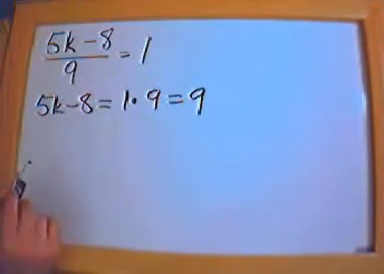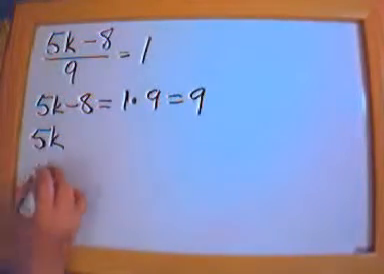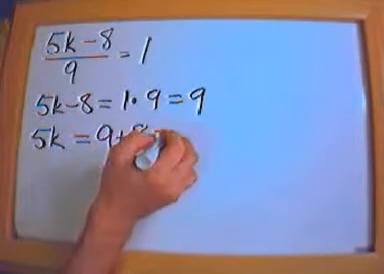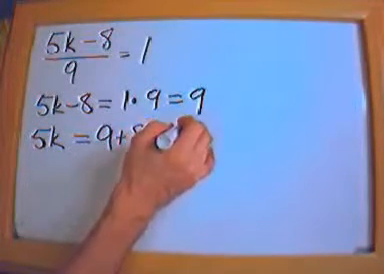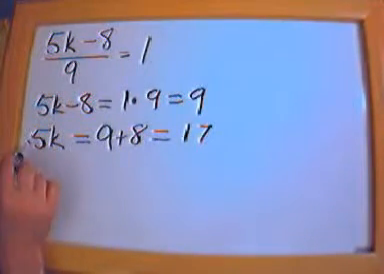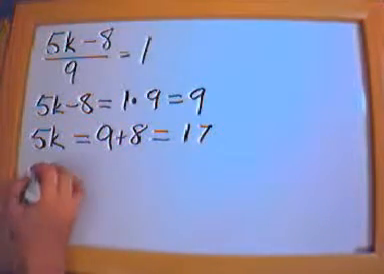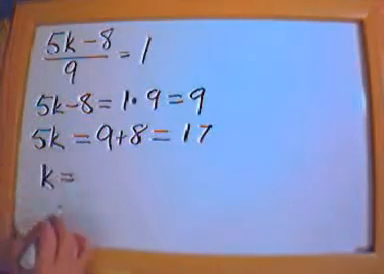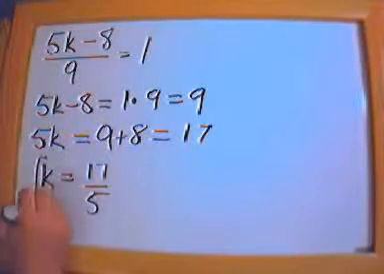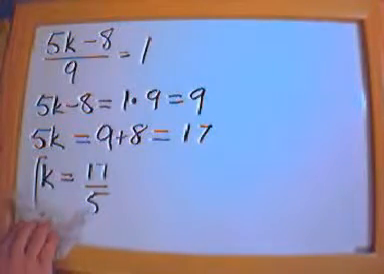Now I'm going to get rid of this 8. I'm going to do that by adding 8 to both sides. That's going to leave me with 5k, 8's going to go away, equals 9 plus 8, which is 17. And then in order to get rid of this 5, it's being multiplied by k, I'm going to divide both sides by 5. So k, 5 is going to drop away, is equal to 17 over 5. That's the answer. I know it doesn't look pretty, it's a weird looking improper fraction, but that is the answer.